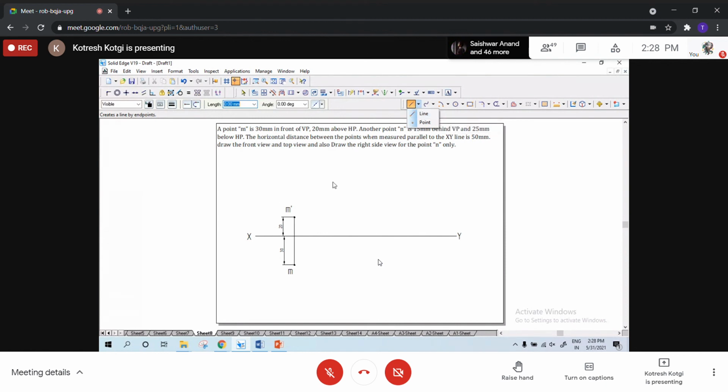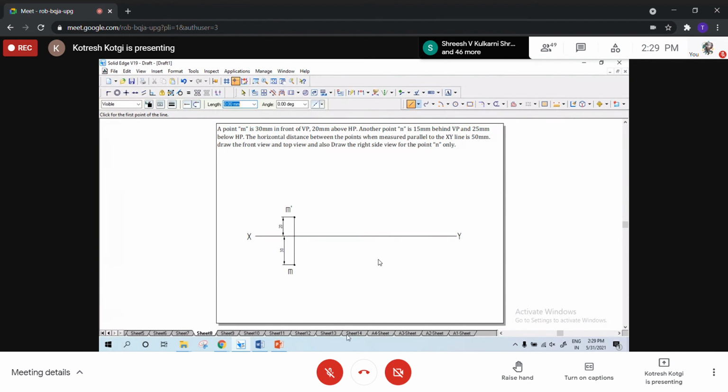Okay. I'll explain again. When you are drawing manually, from this vertical line, measure 50 along XY line, then draw the vertical line. That vertical line we call end projector of N. So you see this is end projector of M. Okay. So measure 50, draw the vertical line. So you are fixing the distance between M and N along XY line as 50.